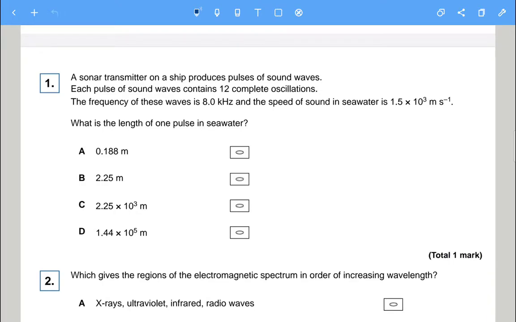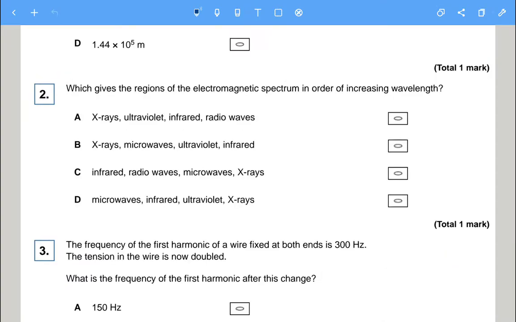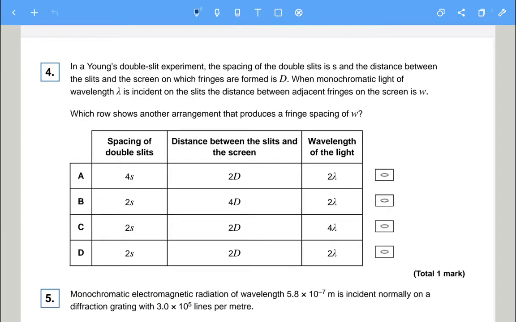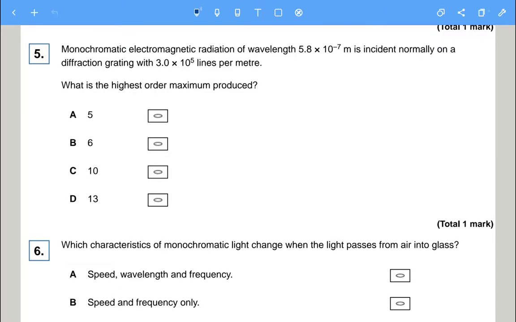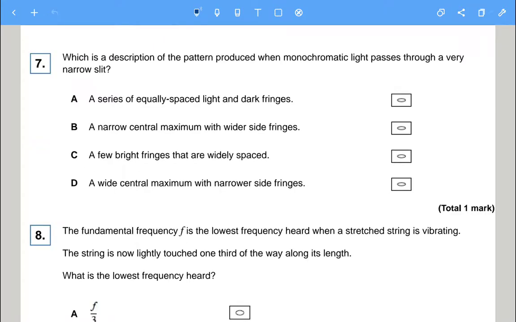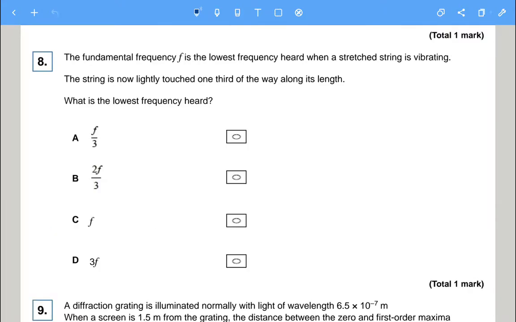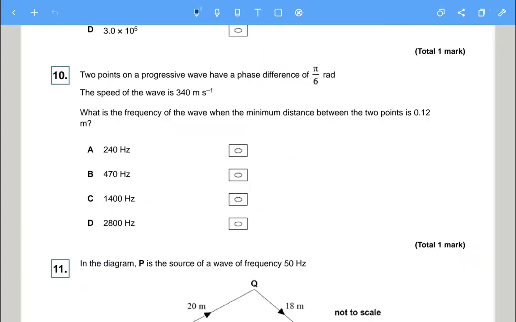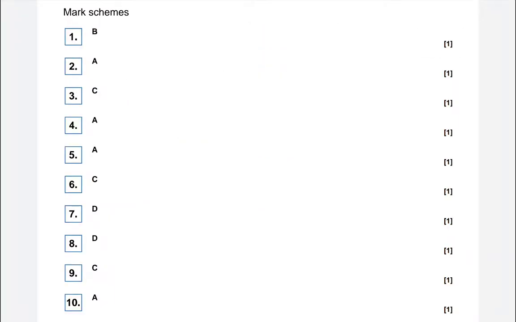So this is number 1. Remember just to pause, attempt the question. The next question will show up in a few seconds. And there's the mark scheme if you want to check your work. And then what I'll do now is go back and go through all of the questions and show you how to get these answers.